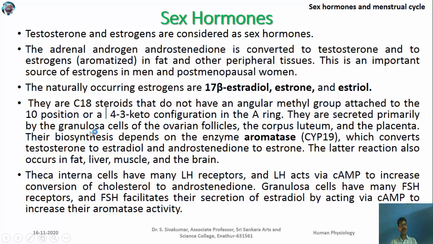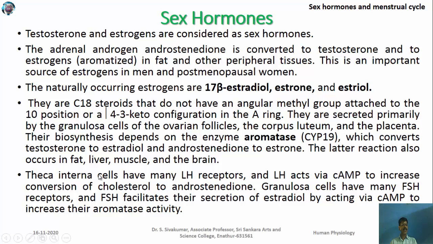Estrogens are secreted primarily by granulosa cells of the ovarian follicles, corpus luteum, and placenta. Their biosynthesis depends on the enzyme aromatase, which converts testosterone to estradiol and androstenedione to estrone. The latter reaction also occurs in fat, liver, muscle, and the brain. Fat tissue is what is mentioned here.